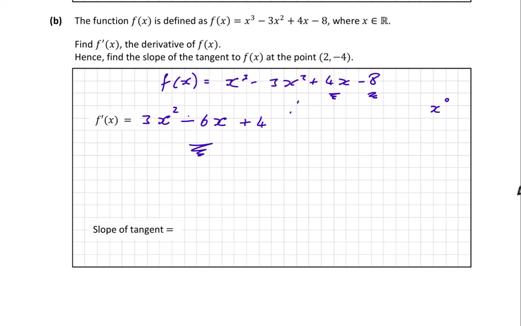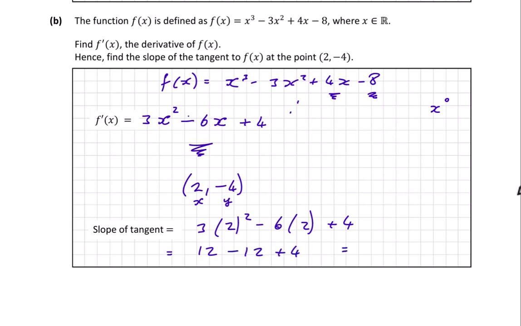Now the slope of the tangent, we have a point 2, minus 4. So that means x is 2. So this is x, this is y. So all you got to do, the slope of the tangent is going to be 3 times, put the 2 in instead of the x. So it's going to be 2 squared minus 6 times 2 plus 4. You must do the power first. 2 2s are 4. 3 4s, 12. Minus 6 times 2 is minus 12, plus 4. And that'll finally just give you a slope of 4.